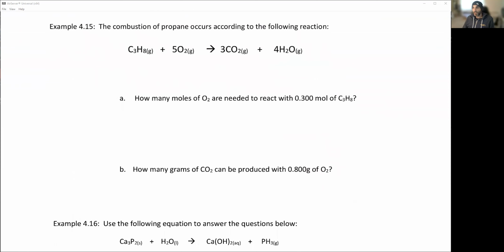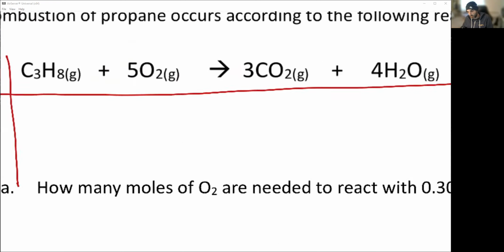The combustion of propane occurs in the following reaction: 1 mole of propane plus 5 moles of oxygen yields 3 moles of CO2 and 4 moles of water. Before we start these stoichiometric calculations, I want to get you in the habit of figuring out what we need, because we need molar masses or molar ratios. Whenever you do one of these, it's always good practice.